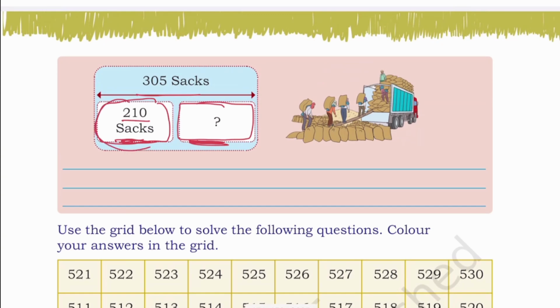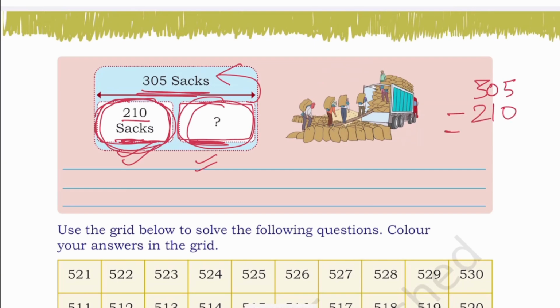Kindly see the picture carefully. This much and this much are making 305. So 305 is bigger than 1. If 1 is removed, then you will get the other. That is 305 minus 210. 5 minus 0 is 5. 1 cannot be subtracted from 0, so 1 taken from 3, 3 will become 2 and 0 will become 10. 1 subtracted from 10 will give you 9, and 2 subtracted from 2 will give you 0. The answer is 95.